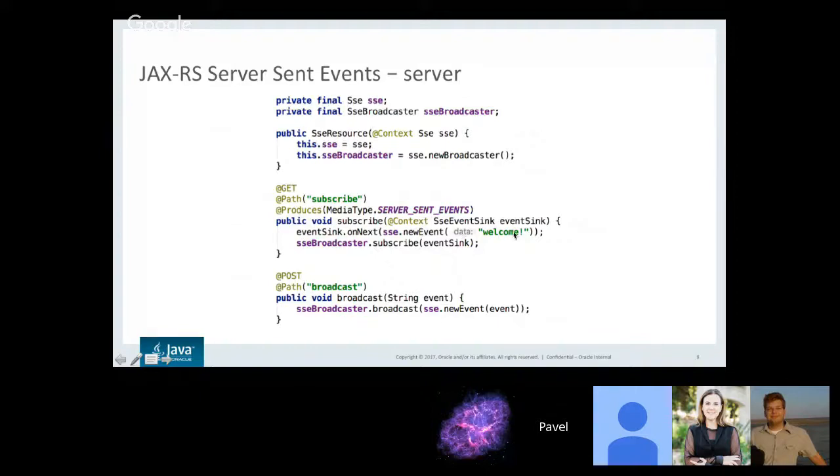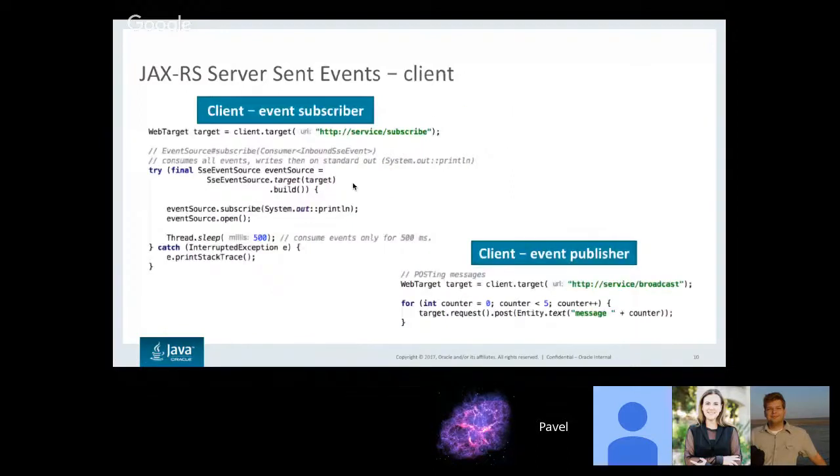This line will send a single message with data welcome, and after that we are registering the sink into the SSE broadcaster. The other method is a standard JAX-RS method. There is nothing new about it, but we are accepting POST requests with the entity, and we are using the entity as a message which is going to be broadcast to all connected clients. So this is the server side, and let's look at the client side.